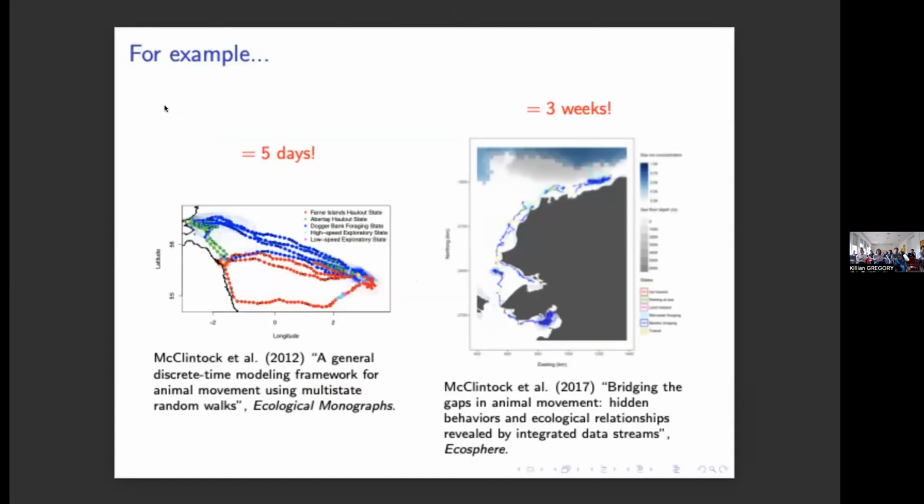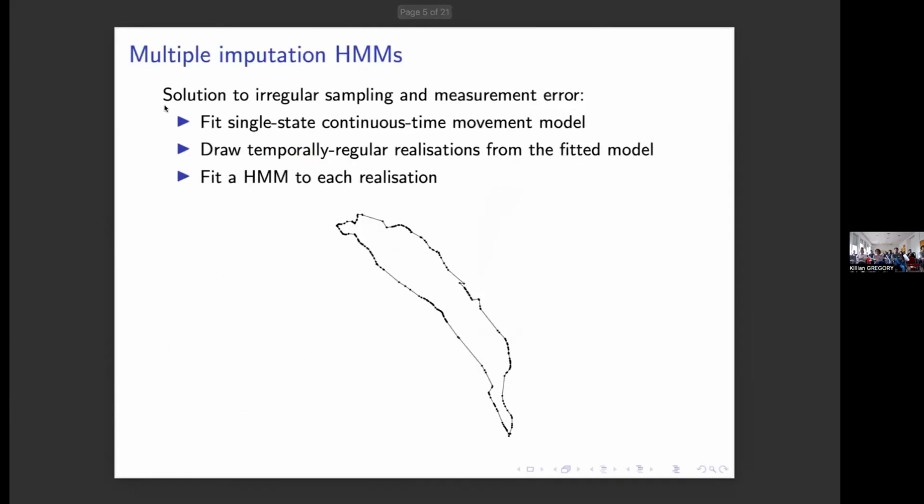For example, I used to do all the MCMC stuff, and still do sometimes, but this one seal took 5 days to fit using MCMC. That was coded in C. And then the bearded seals took 3 weeks for 7 seals. So yeah, it took a long time. Now I'll admit I'm not the best MCMC coder, but that's still a very long time. So the multiple imputation approach is one solution to avoid having to go down that route.